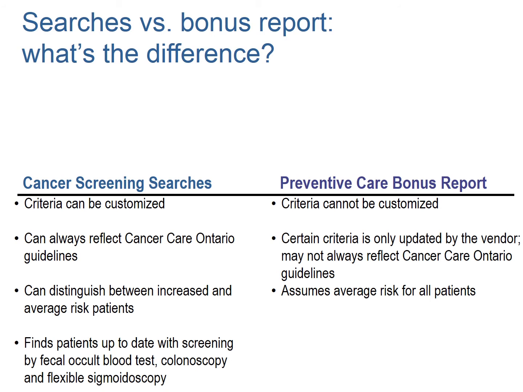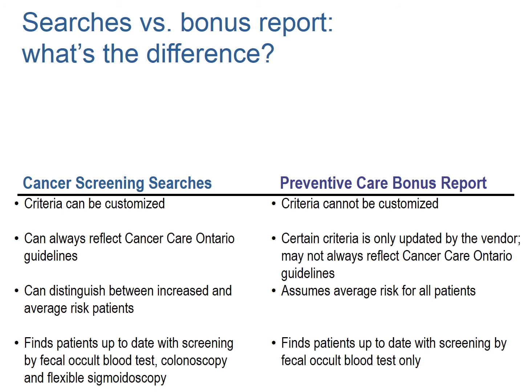Lastly, our colorectal cancer screening search can identify patients who are up to date for screening by fecal occult blood test, colonoscopy, and flexible sigmoidoscopy. In contrast, the bonus report will only track patients who are up to date with fecal occult blood test.